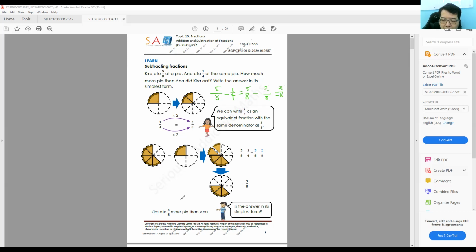And since this is a word problem, don't forget to write the statement. Kira ate 3 out of 8 more pie than Anna. And before we go, just make sure that the answer is in its simplest form. So is 3 out of 8 in its simplest form? Yes, it is, because you cannot divide the numerator and the denominator by the same number. Let's get ready for the next question.